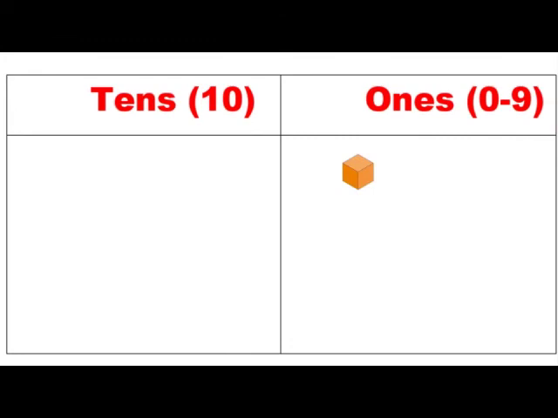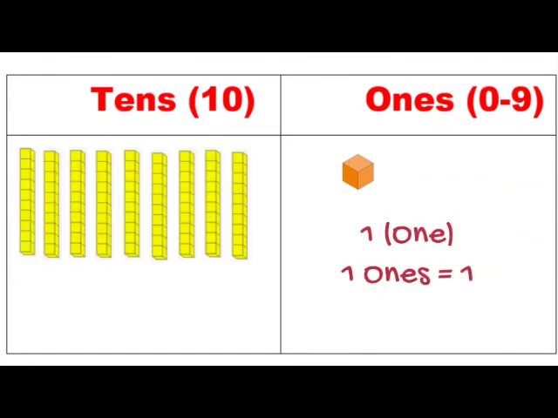In this chart, there is 1 cube in the ones column. So we write it as ONE, 1. So that makes it 1 ones is equal to 1. And in the tens column, how many blocks are there? Count it.